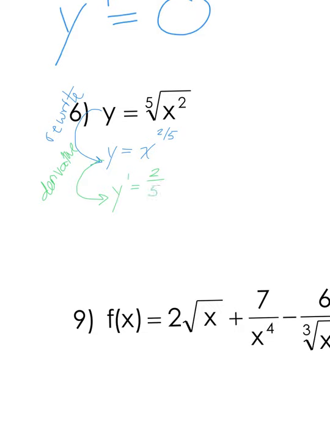Two-fifths comes down, x. 2 minus 5 is going to give me a negative 3, and it stays over the 5. That's how I can subtract 1 pretty quickly without a calculator. My last step is a rewrite. I'm taking this derivative.